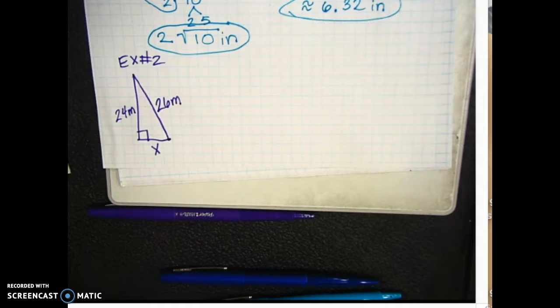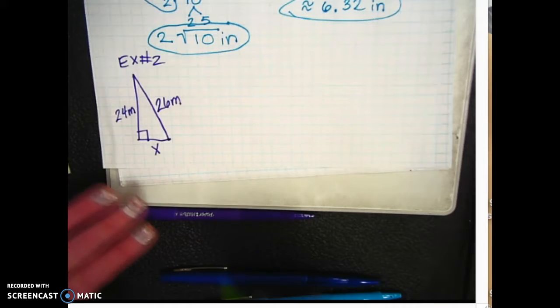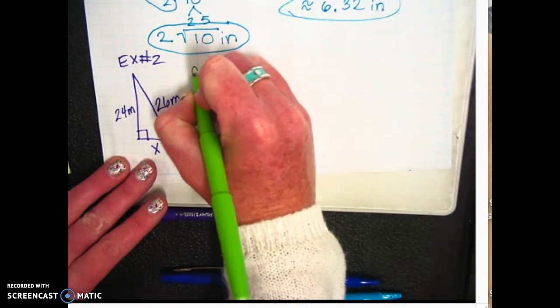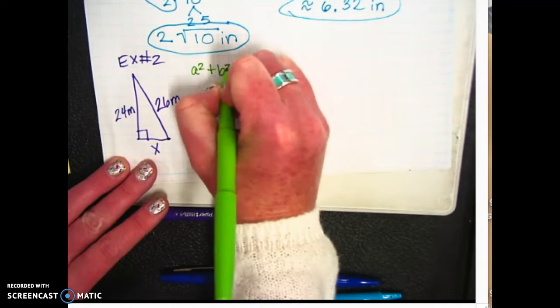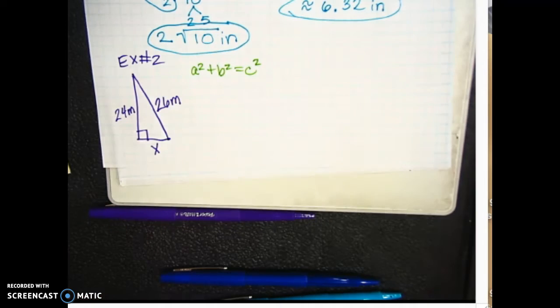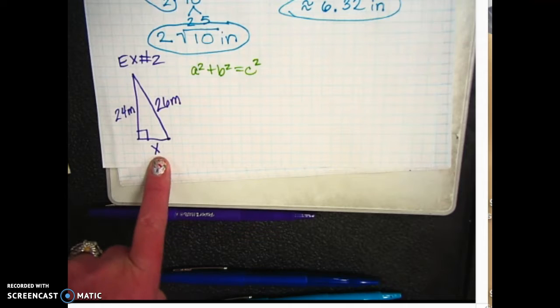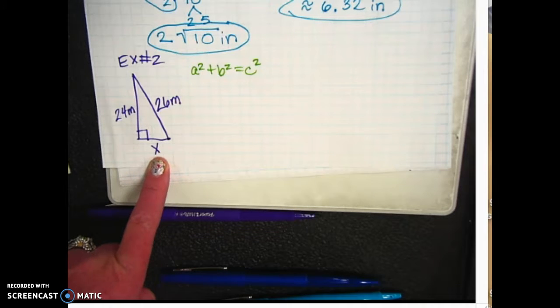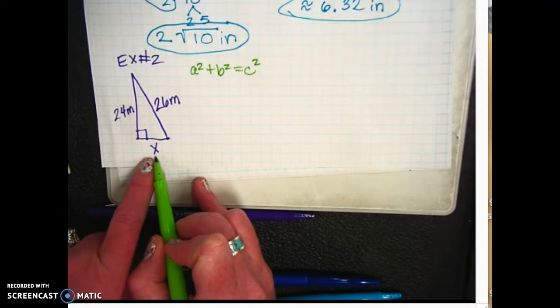So for example number 2, we clearly have a right triangle because it has the little box. So we're going to write the Pythagorean theorem, which is a squared plus b squared equals c squared. And the easiest way to start is to look for the side that's missing. The side that's either labeled x, or it's blank, or a question mark, however it's indicated to you. Okay? So I found it right here.